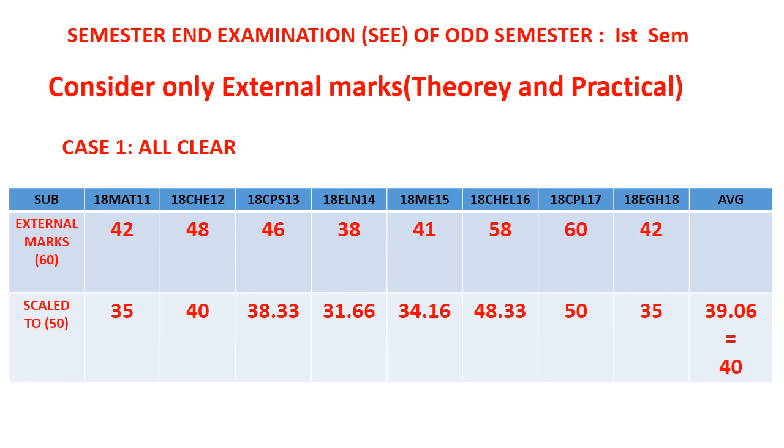If you add all these marks of the 8 subjects and divide by the number of subjects, that is 8, it becomes 39.06. We take the next integer value, that is 40. So 40 is the average of the previous odd semester external marks of all the subjects.